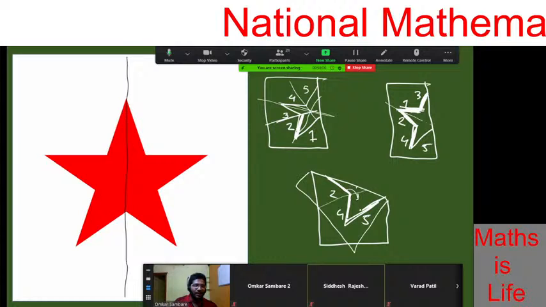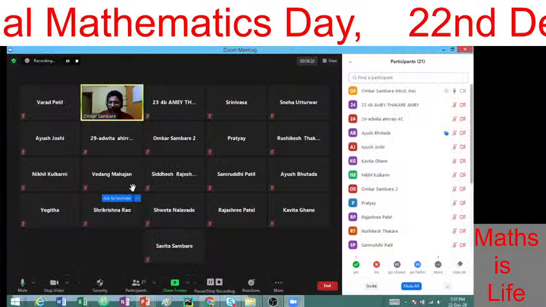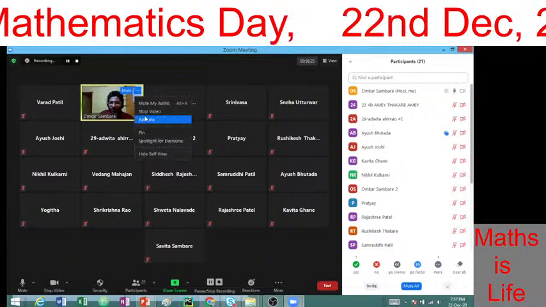So I am showing it by turning off a screen and turning on camera. Camera is already turned on, but I need to pin it so that everyone can see.